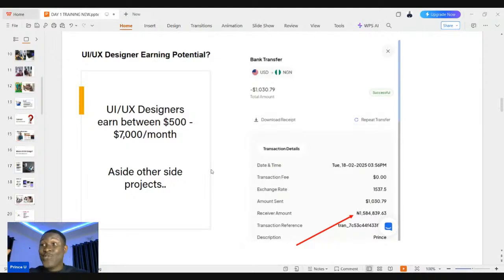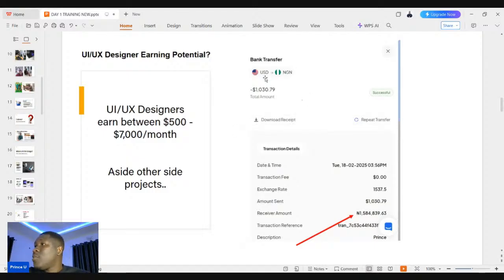Trust me, you can do more than this. You understand? All you just need is the right information and positioning. So let's get going. The earning potential is between $500 to $7,000 per month, aside from other side projects. Everything I put here is my practical life. You understand? While I work for a company, like I just shared, I do side projects too and get paid. Even if you are doing $500, you'll be earning a lot.